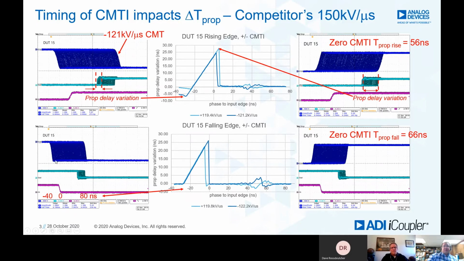And you can see as you start to apply transients at different times, there's a different impact in what the timing transient is. So here, this is a 150 kilovolt per microsecond part. We're applying 120 kilovolt per microsecond transients in each of these. And you can see we're introducing up to potentially 30 nanoseconds in timing jitter, which is half of the propagation delay you can see for that.